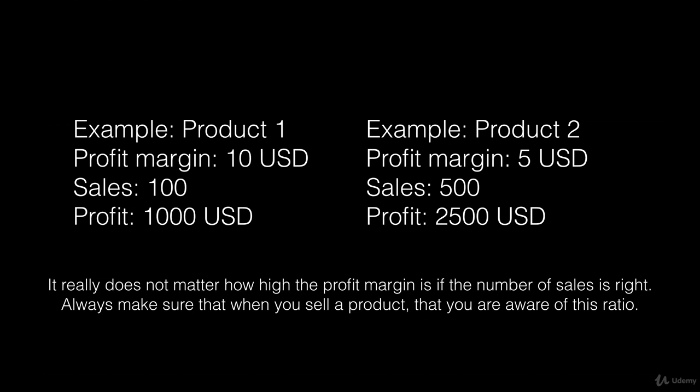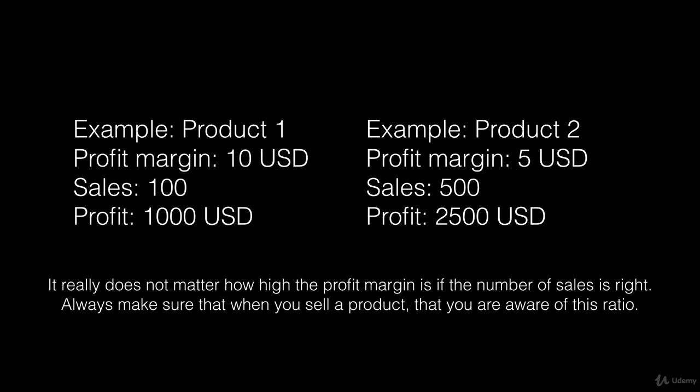But now let's look at product number 2. This one has a profit margin of only $5. And now we could think, well, this is perhaps not such a good product because it only has a profit margin of $5 in comparison to the other one, which has a profit margin of $10. So I should perhaps not go for product 2. But wait a second, perhaps you should. So the profit margin, as we already said, is only $5. But we can sell this product 500 times every single month. So basically, we get a profit of $2,500 US.